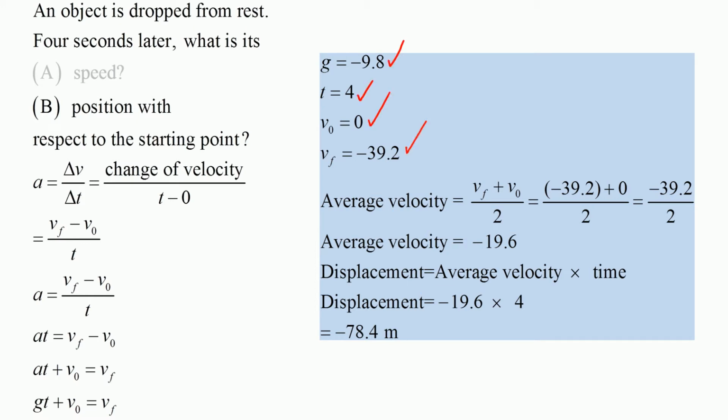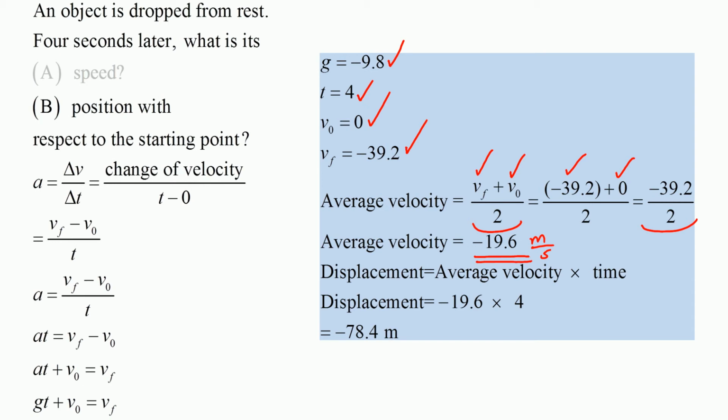So how do we get the displacement? Displacement is average velocity times time. If you know the final and the initial, we know the average velocity. Final is negative 39.2. Initial is 0. And what is the average? Negative 39.2 divided by 2, and that is negative 19.6 meters per second. So our average velocity for the window of 4 seconds is negative 19.6 meters per second.